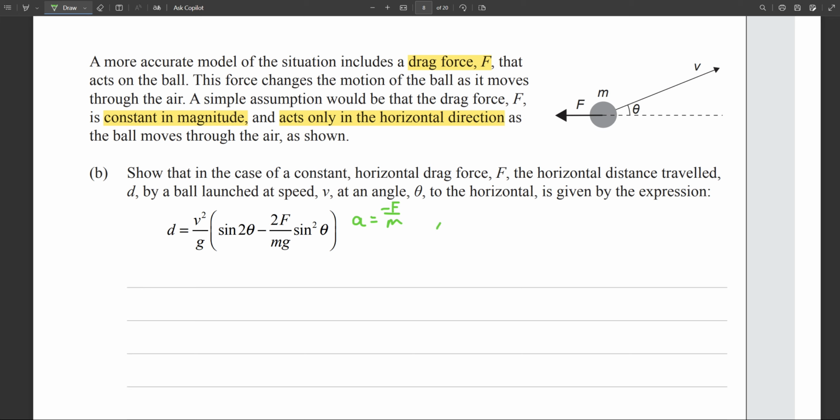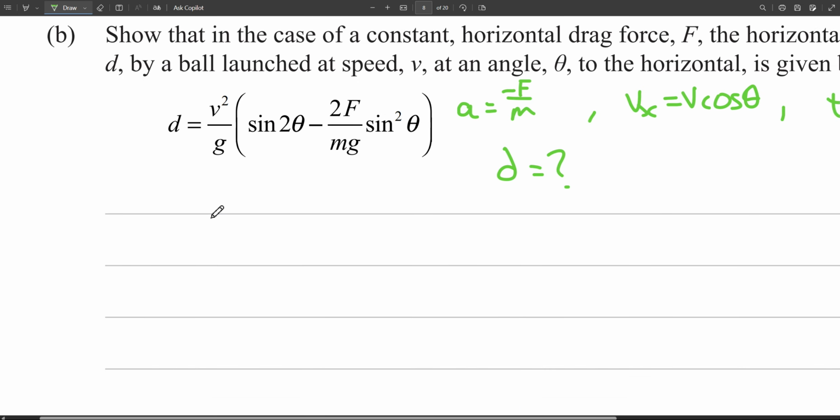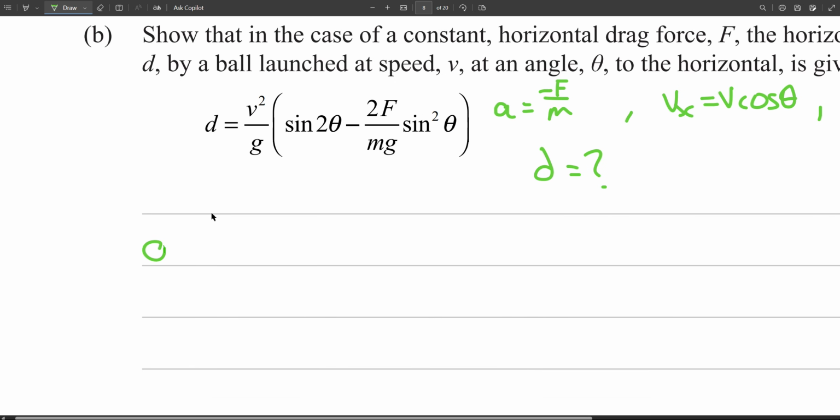For the horizontal direction, we can write vx equals v cos theta. I also know that the time it spends is 2v sine theta on g, and we're trying to find distance. So based on the variables we've got here, I think the ideal equation in this case would be d equals vi t plus half a t squared.